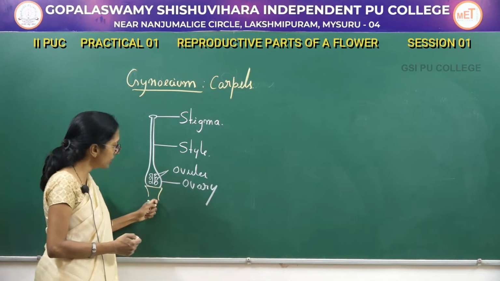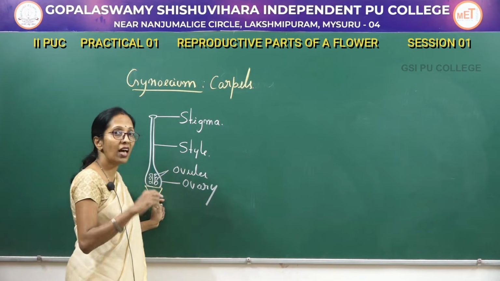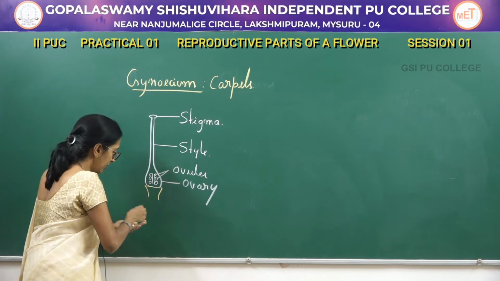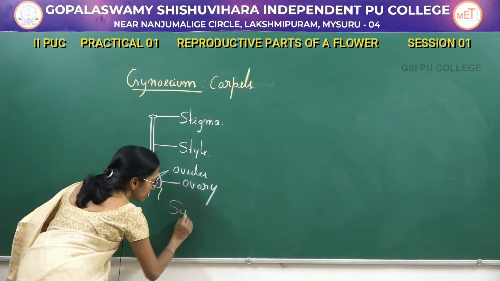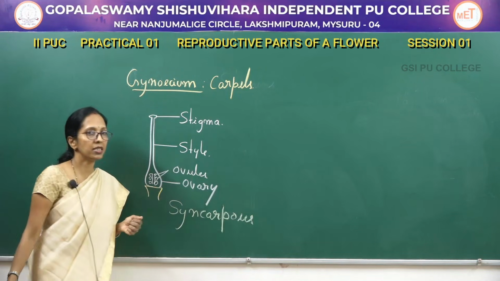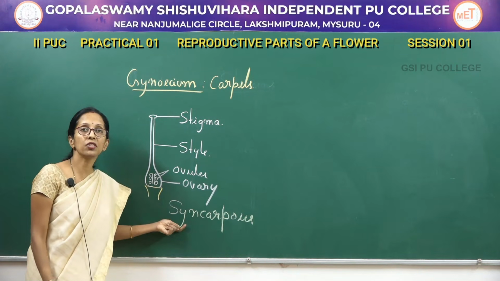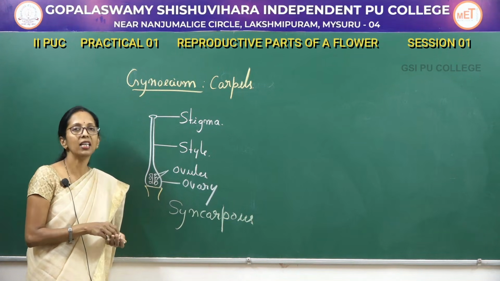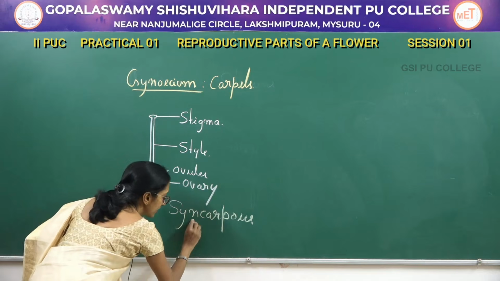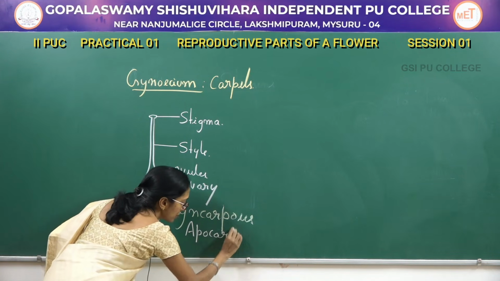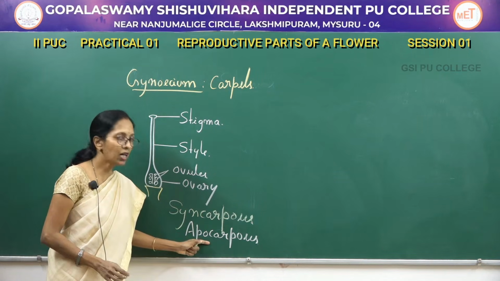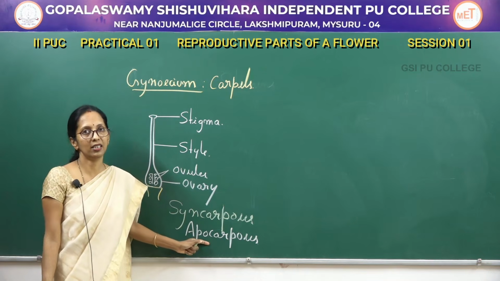Now, if the gynoecium is made up of more than one carpel and all the carpels are fused, it is said to be syncarpous. What is meant by syncarpous? All the carpels are fused. If the carpels are free from one another, it is said to be apocarpous. Carpels which are fused, carpels which are free from one another.